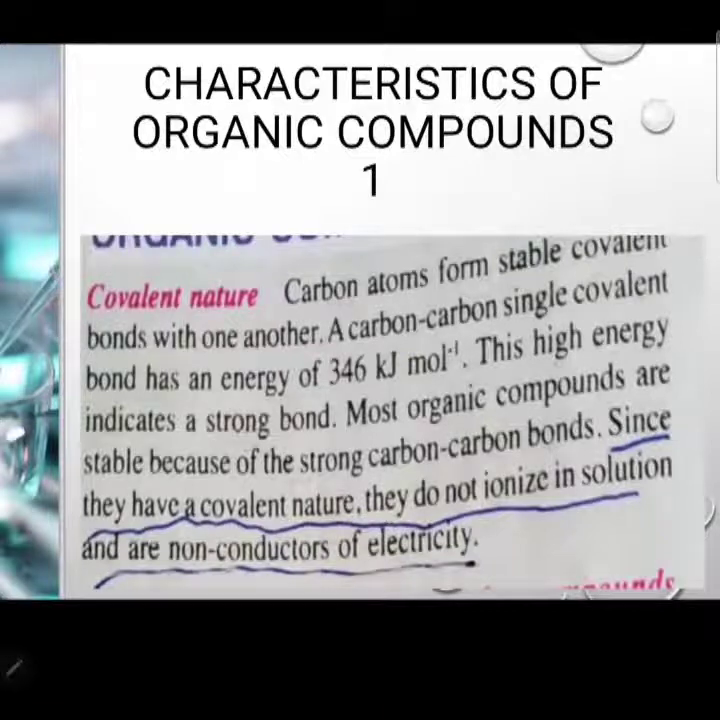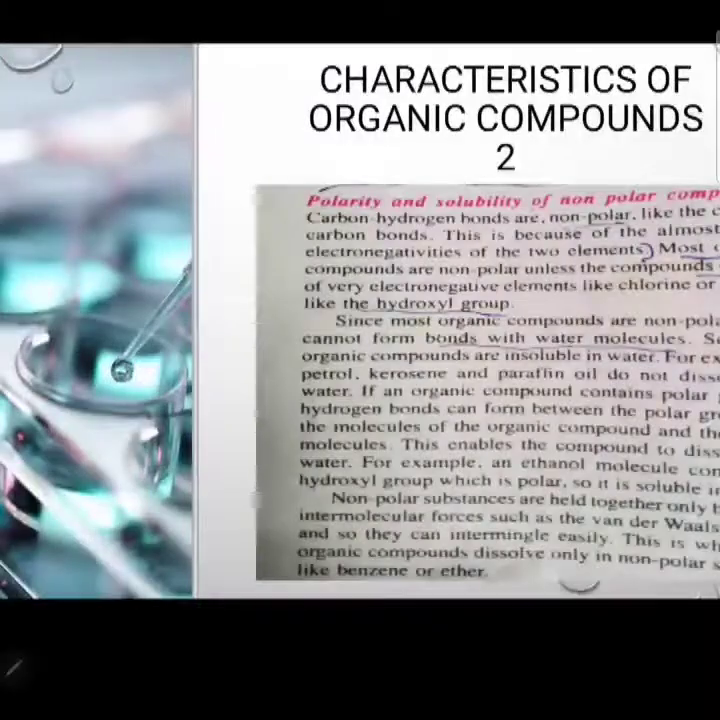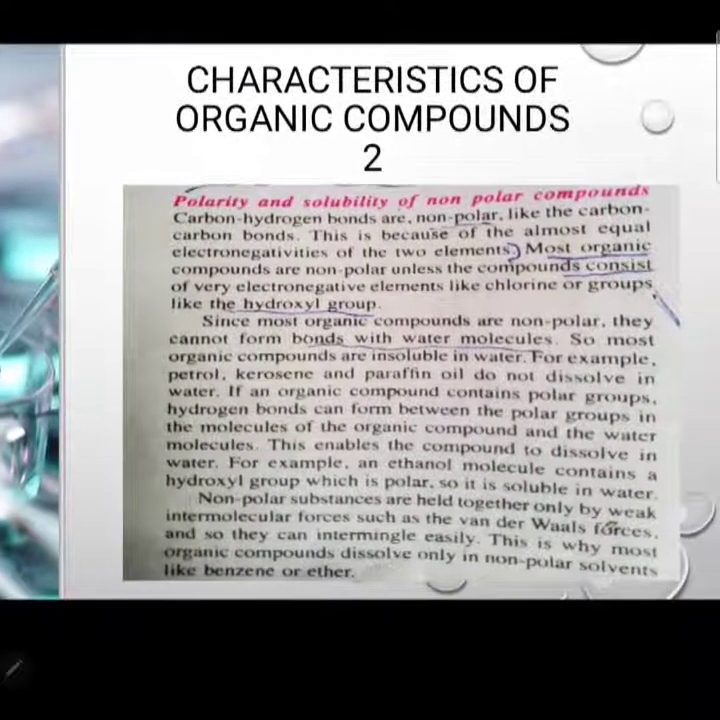So we move over to the next one. Number 2 is talking about the concept of polarity and solubility of non-polar compounds. Just have this in mind.